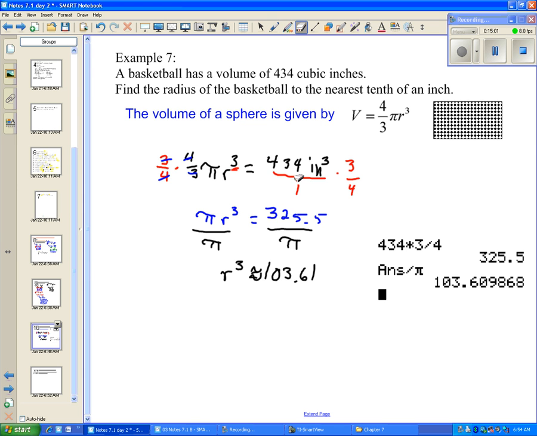So let's rewrite that and make this look a little nicer. One more time, here I have my radius cubed is, using an approximation, 103.61. I now want to solve for my radius, so I'm going to cube root both sides. Since I'm cube rooting, there's just going to be one answer, a positive answer. Remember, positive answers are all I can really use anyway, since I have a real world volume and I want a real world radius. So my radius is the cube root of 103.61.